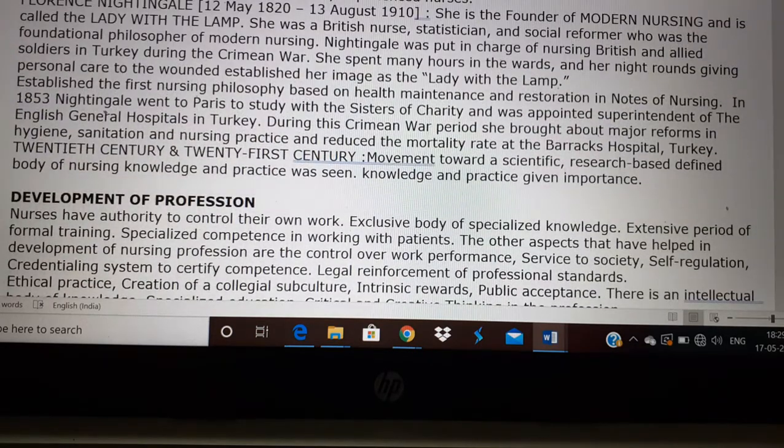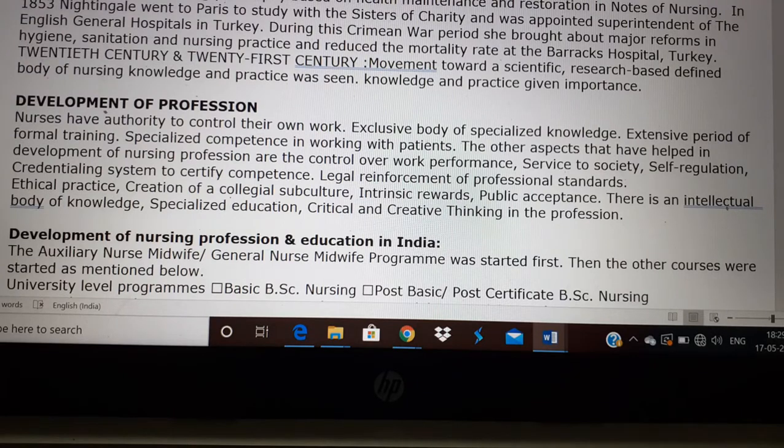So next, during the 20th and 21st century, the movement of nursing that Florence Nightingale started using her notes, and how she improved nursing practice using hygiene and sanitation, became a scientific research-based body of nursing knowledge. Okay, so nursing became scientific and also research based, and this body of knowledge and practice became important as the nursing profession. There was a lot of research going on, and a lot of knowledge gained about treatment of various kinds of patients, and this is how the profession of nursing developed from early ages to the 20th century and the 21st century. So we'll go to the next topic, which is development of the profession.